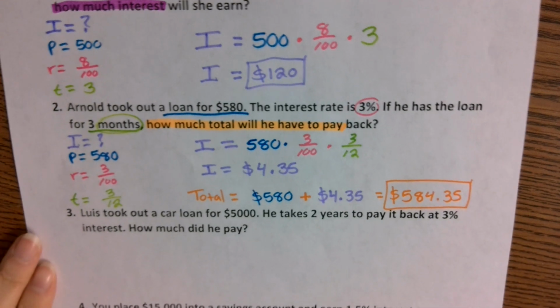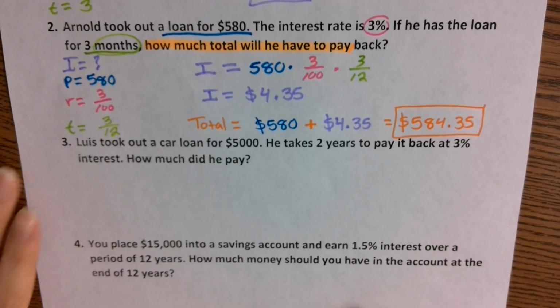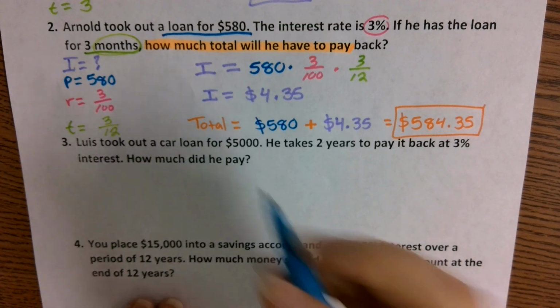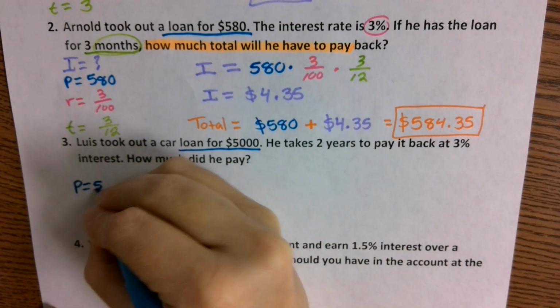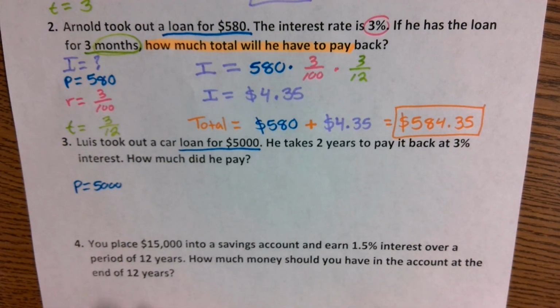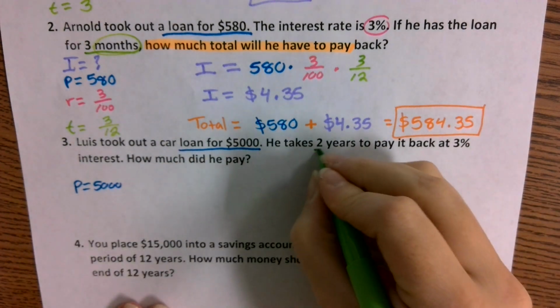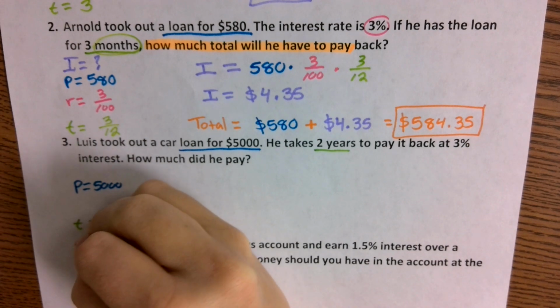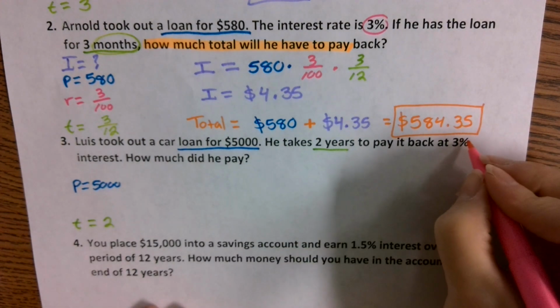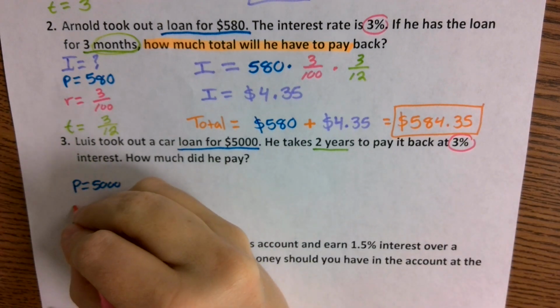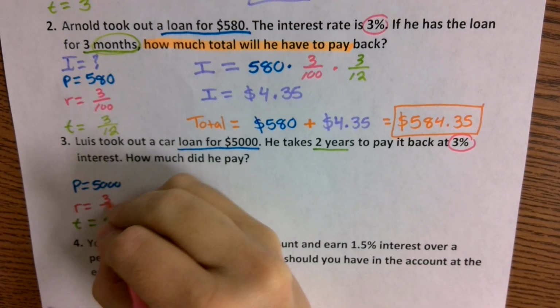Okay, if we take a look at problem number 3, Lewis took out a car loan for $5,000. See again, a loan for $5,000. That's a principal. Takes him 2 years to pay it back. Years, that represents time, and it's in years already, so it's just the 2. He's going to pay back 3% in his interest, so his rate is 3% out of 100.